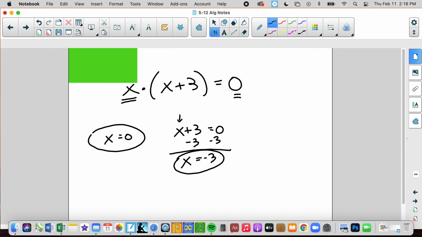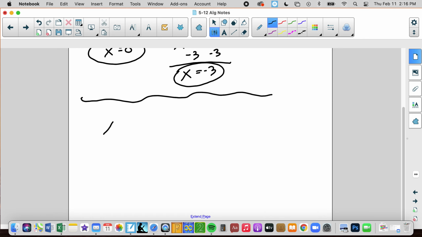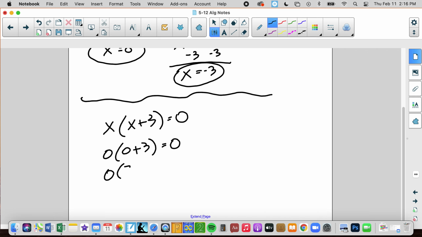And let me show you a little bit more of what I mean by that. So we have this equation, x times x plus 3 equals 0. So we're saying one of the solutions is when x equals 0. So let's plug in a 0 for x. Is it a solution? Well, 0 plus 3 is 3. And then 0 times 3 equals 0. Oh, yeah, so that worked. The left side equaled the right side. So that was when x was equal to 0.